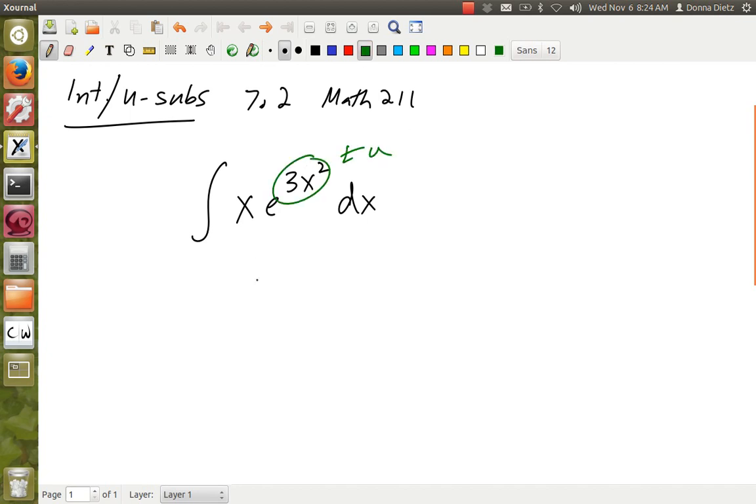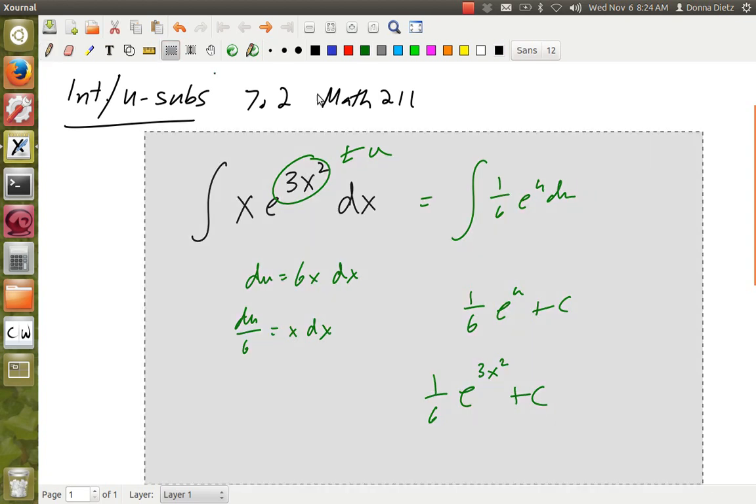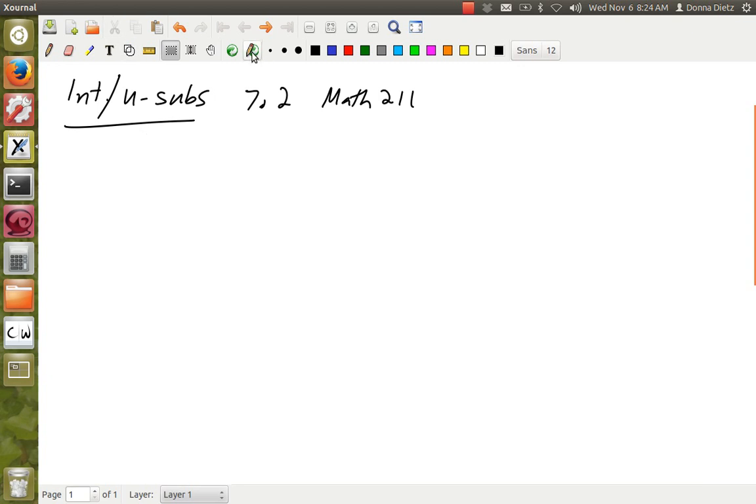This guy's going to be u, du is 6x dx, but we don't have a 6, so it's du over 6 is x dx. So this is just 1/6 e to the u du. So you get 1/6. Aha, e to the u is a fun one because e to the x is its own derivative. So it makes this problem very easy in that respect. And let's see, we had, here we go. We had x sine of x squared dx again.